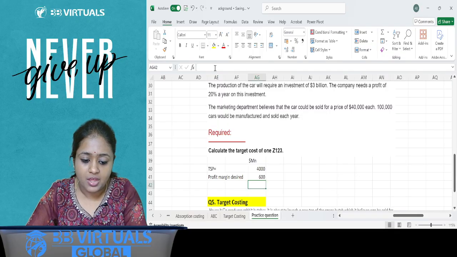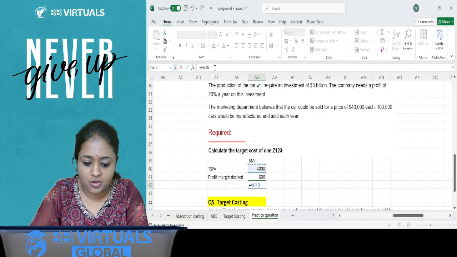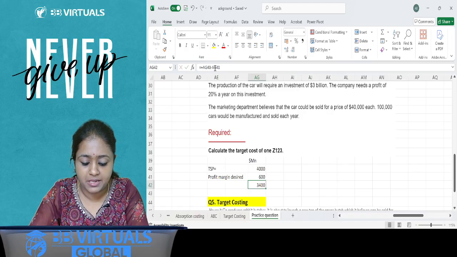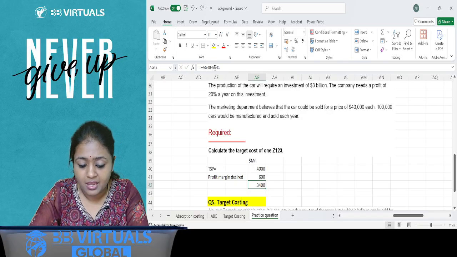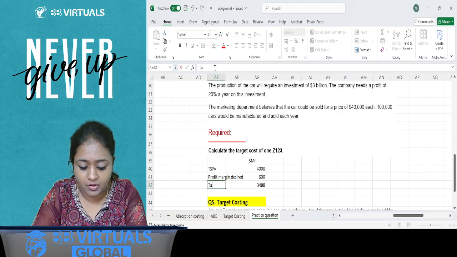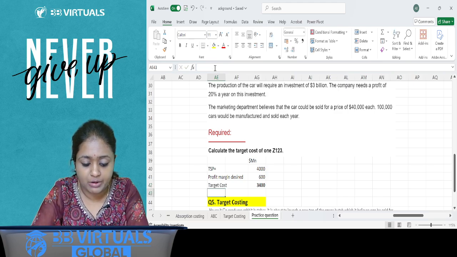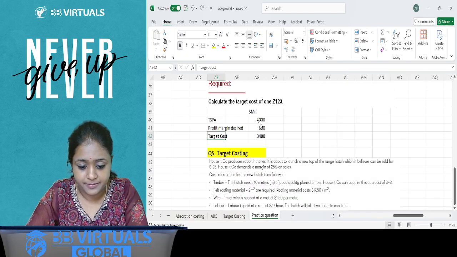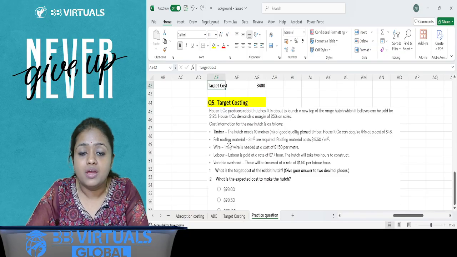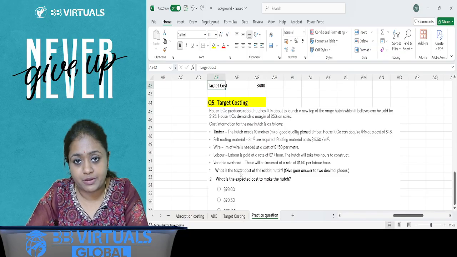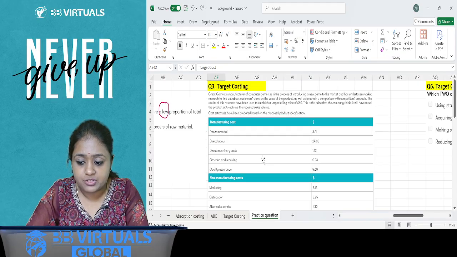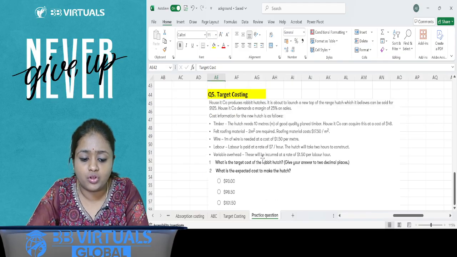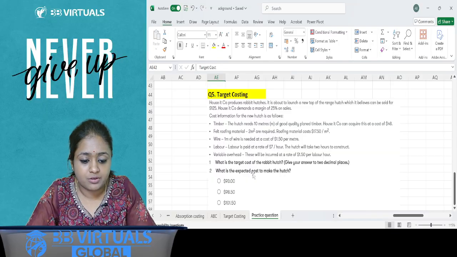Very good. So now what is the target cost? My target cost is very simple, 3400 million. So this is the target cost. Simple question, just to make you understand. It was a 2 marks MCQ question asked in 2019. Now let's do target costing. The next question. One more question, so that it gives us a very good hold on the topic. Now please look here.